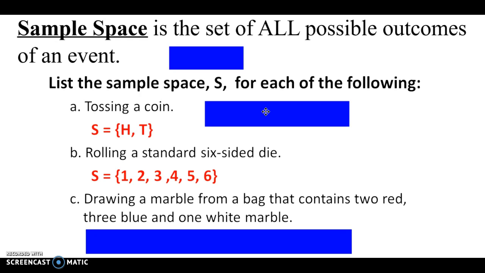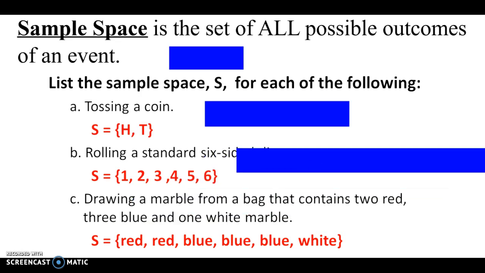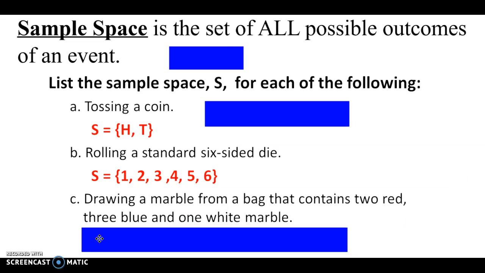And then C, drawing a marble from a bag that contains 2 red, 3 blue, and 1 white. You have to list everything that's in the bag. Yeah, you can put R, R, B, B, B, W if you want. But you have to list everything that's in the bag. Any possibility that I could draw out of that bag, you have to include that in your set. So red, red, blue, blue, blue, white.